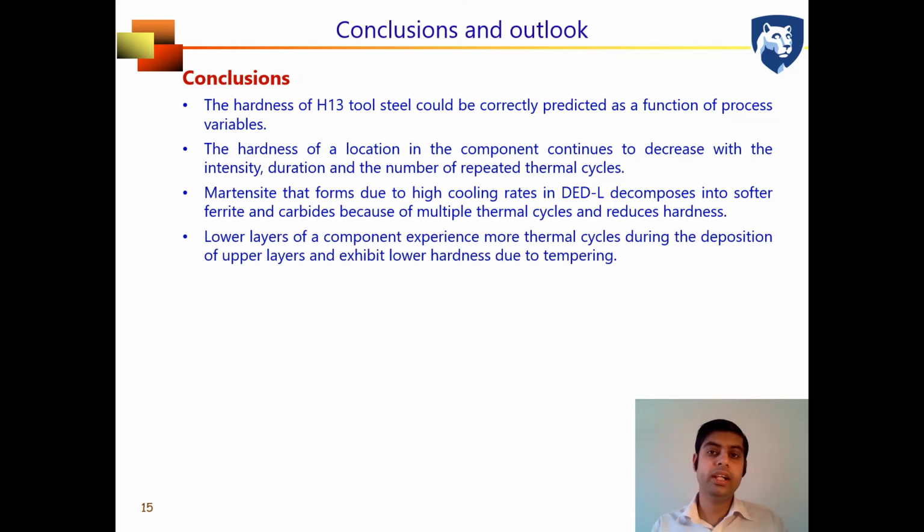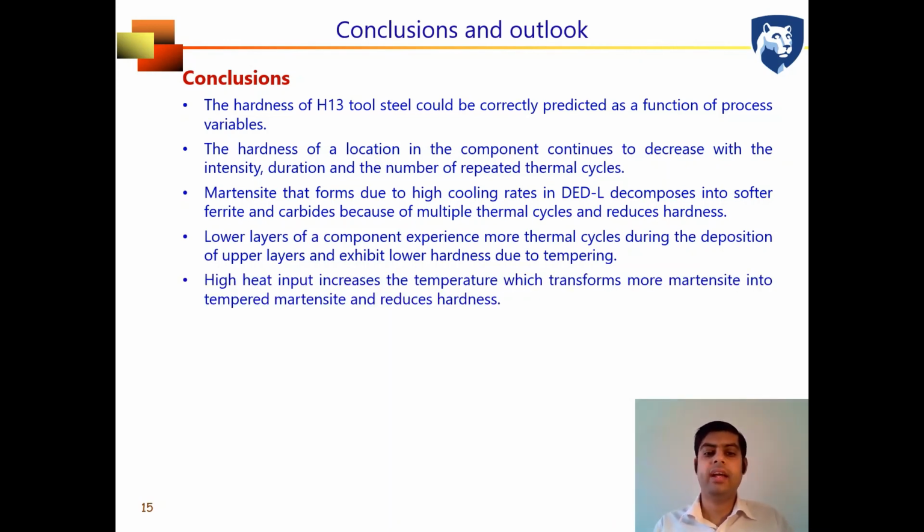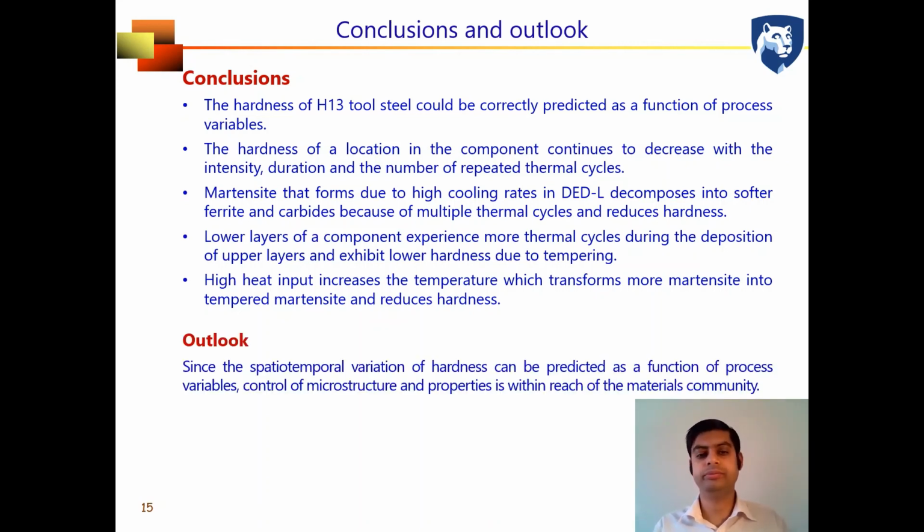And the lower layers in the component, as they experience more number of thermal cycles, the hardness is less compared to the upper layers. And a high heat input that increases the temperature also transforms more martensite into ferrite and carbide. Subsequently, that will reduce the hardness more.